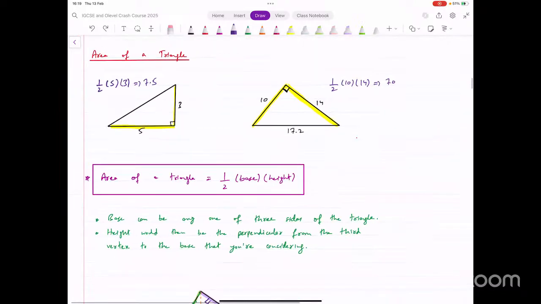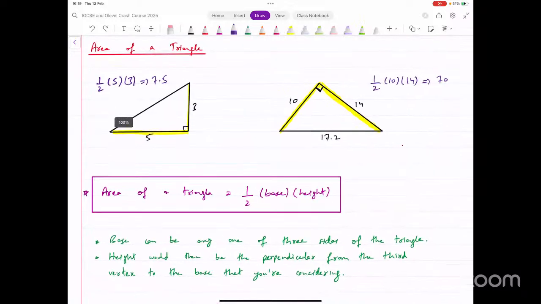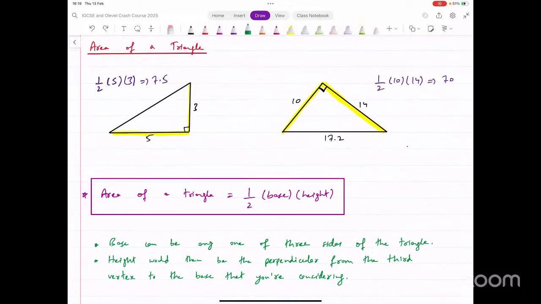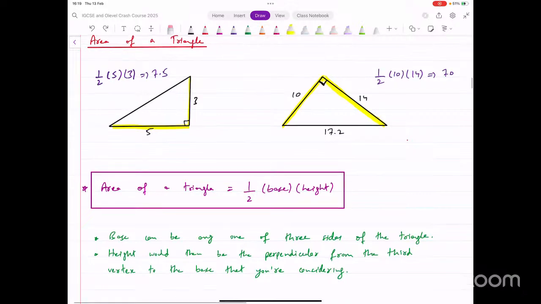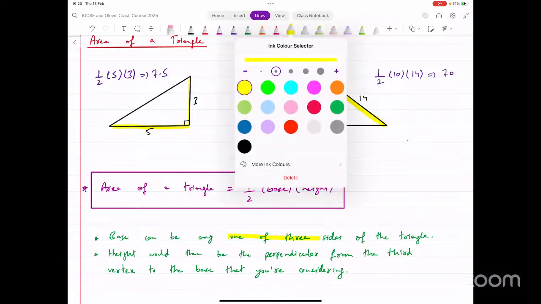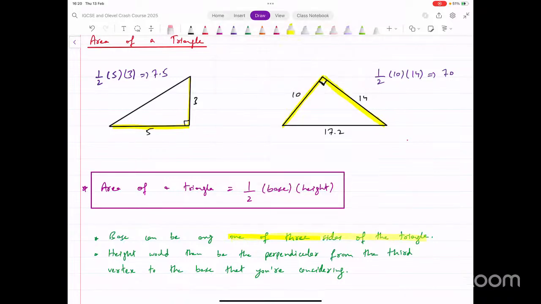We talked about area of triangle, half into base into height. That's one formula that we can use for area of triangle. In this case, base has to be one of the sides of the triangle. Okay, base has to be one of the three sides of the triangle. And then height is going to be the perpendicular coming from the third vertex to the base. Okay, height is always perpendicular to the base. Perpendicular from the third vertex to the base.